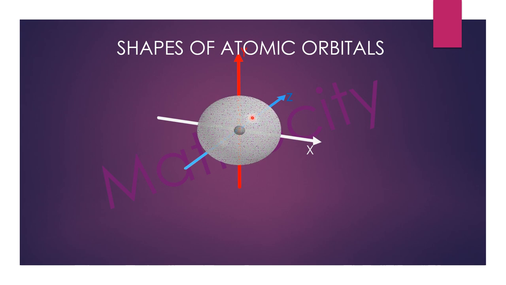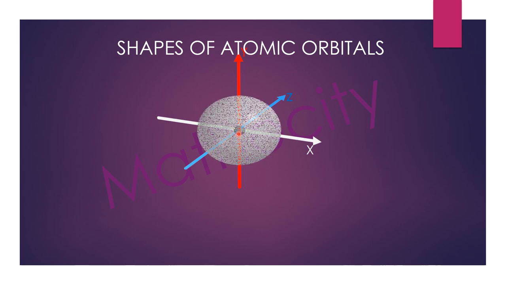Observe this animation, children. The s orbital is spherical in shape. The electron cloud is oriented round the nucleus.